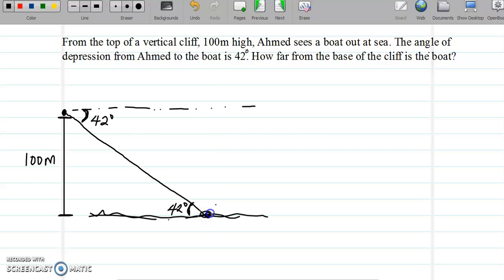And this is the boat. This is the boat. This is the base of the cliff. So we are looking for the distance from the base of the cliff toward the boat. Okay. Let me have the distance to be X. So we are looking for this.